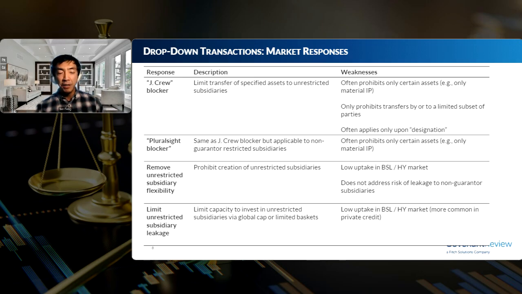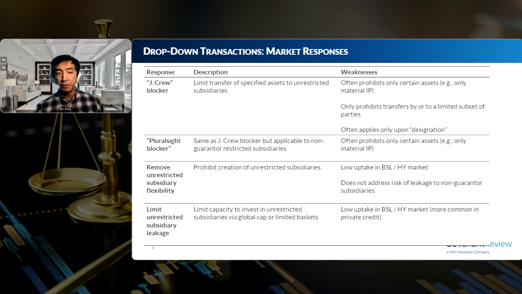So ideally, you could have some combination of both kinds of blockers, and ideally, it would extend to beyond just material IP, but to material assets in general. But for the most part, Pluralsight blockers are quite a bit rarer than J.Crew blockers.